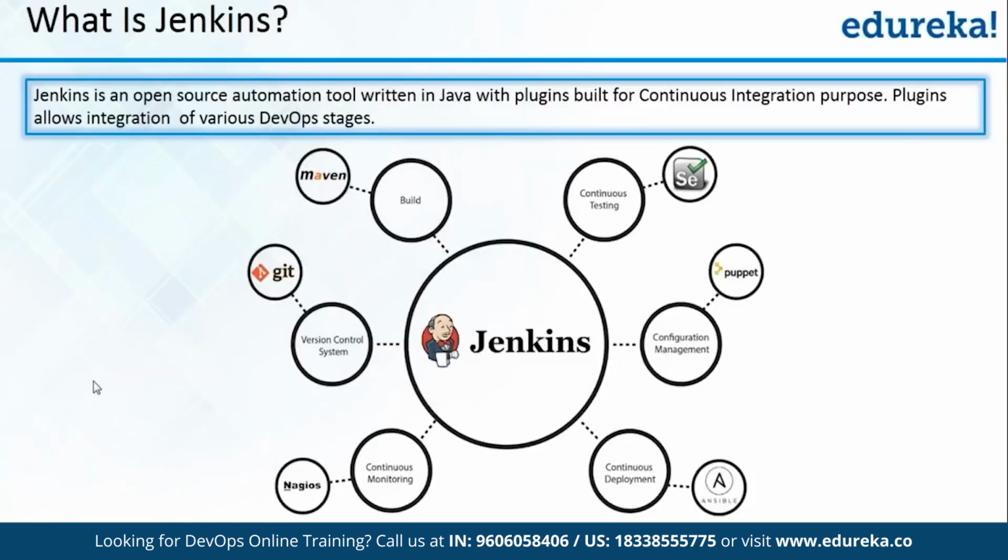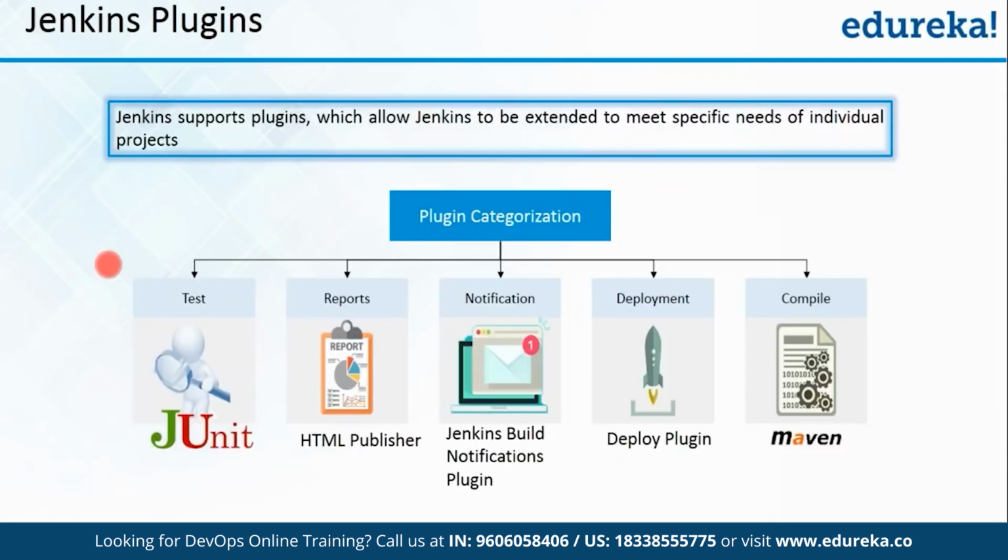Let us move forward and see what are the various categories of plugins. As I've told you earlier as well, Jenkins achieves continuous integration with the help of plugins. All right, and Jenkins supports well over 1,000 plugins, and that is a major reason why Jenkins is so popular nowadays. So the plugin categorization is there on your screen. There are certain plugins for testing like JUnit, Selenium, etc. When we talk about reports, we have multiple plugins, for example, HTML Publisher. For notification also, we have many plugins, and I've written one of them, that is the Jenkins Build Notification plugin. When we talk about deployment, we have plugins like the Deploy plugin. When we talk about compile, we have plugins like Maven, etc.